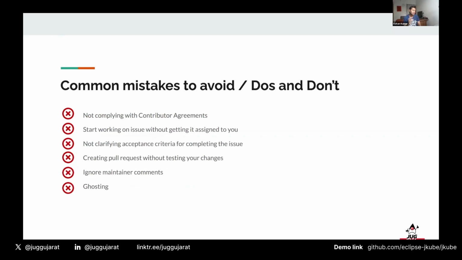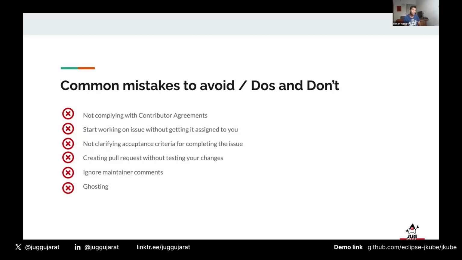Next, whenever you start working on an issue, it's better to get it assigned to you first. I've seen lots of people just create the PR directly, without even commenting on the issue that they want to work on it. This might work if the project is not that popular, but in big communities, this can cause race conditions where two or three people create PRs for the same issue.